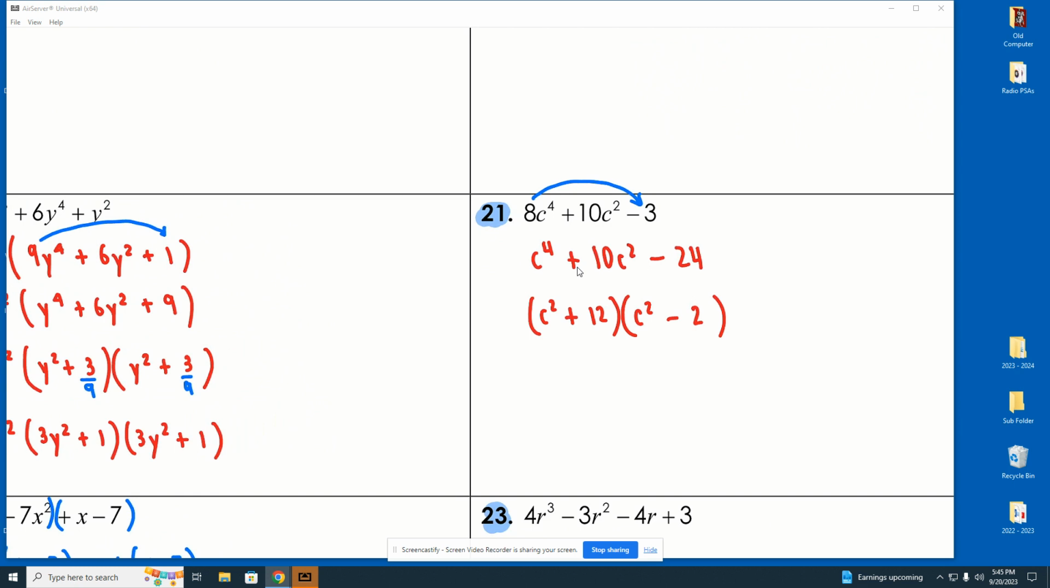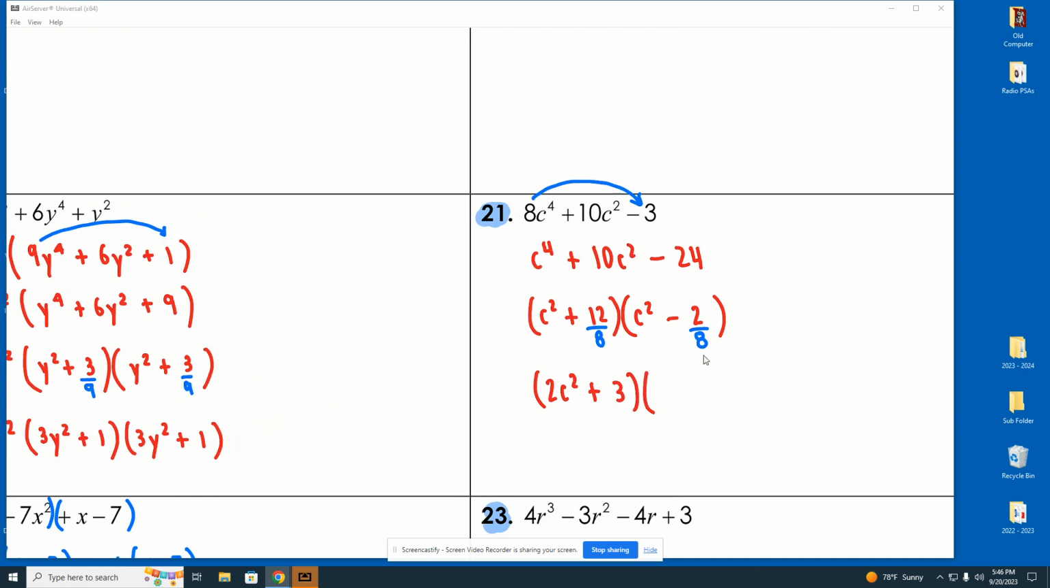But please don't forget, we did the over, we got to do the under. So with this one, 12 over 8 reduces to 3 over 2. So that's 2c squared plus 3.